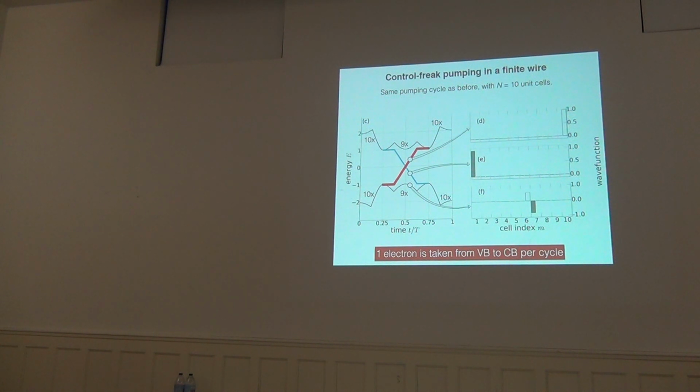Before looking at the graphs, we could speculate what happens in a finite wire. We have seen that in the bulk, what happens in a cycle is that a single charge will move 1 unit cell to the right. If I now fill all my valence band with electrons, then what's going to happen to these electrons? Of course, in the middle, the electrons can be pumped 1 step per cycle. But what happens on the edge?